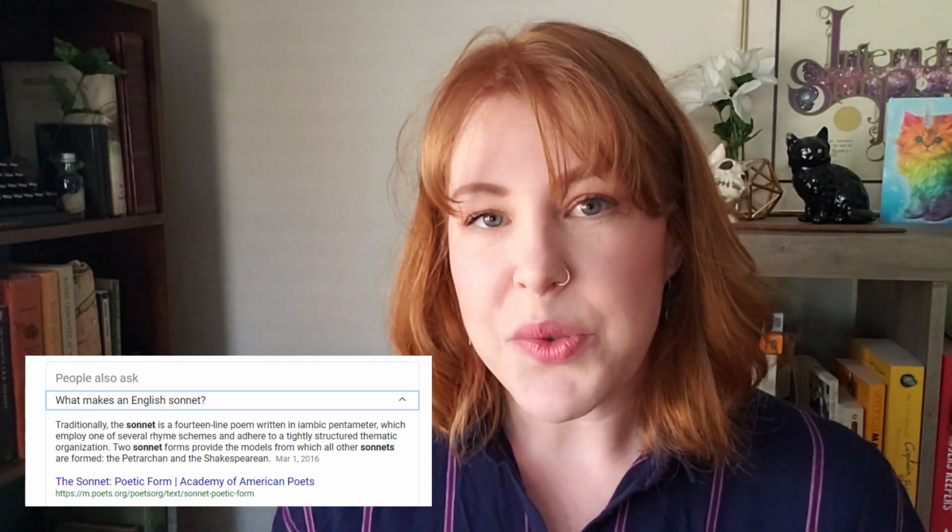Next up is the English sonnet. It's also known sometimes as the Elizabethan sonnet or the Shakespearean sonnet because of the time period in which it became popularized. An English sonnet, a sonnet that has been used much by Shakespeare, is written in iambic pentameter and contains 3 quatrains and a couplet.